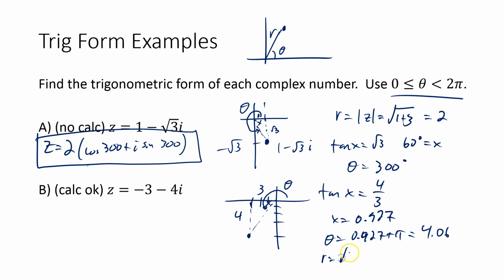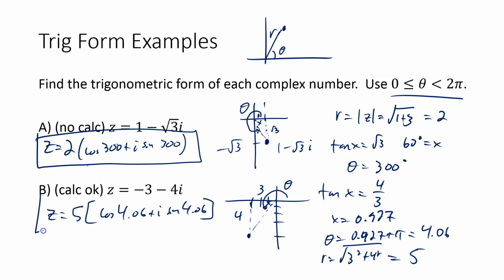Now let's figure out r. So r is going to be the square root of 3 squared plus 4 squared. That's 9 plus 16, which is 25. So r is 5. So z, another way of writing it in trig form, is going to be 5 times cosine of 4.06 plus i sine 4.06. And if you grab your calculator in radian mode and you type these in and multiply by 5, you will get negative 3 and negative 4. So it's just a different way of writing these complex numbers in what's called trigonometric form. And you're going to see why this is so useful next.